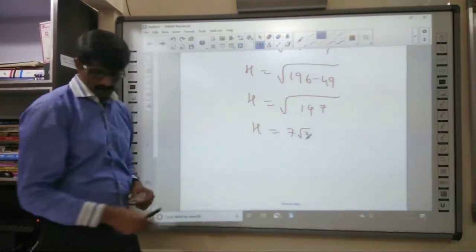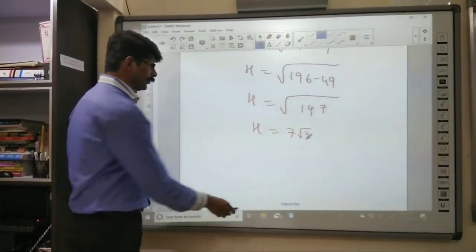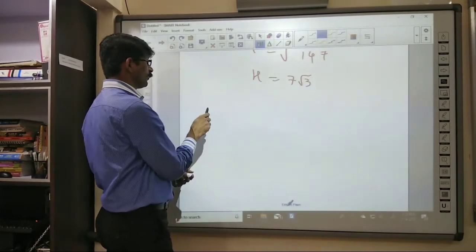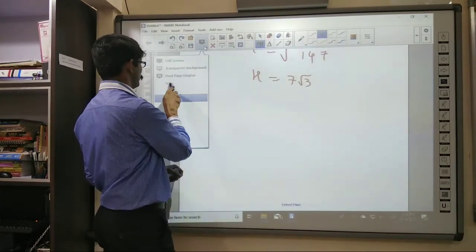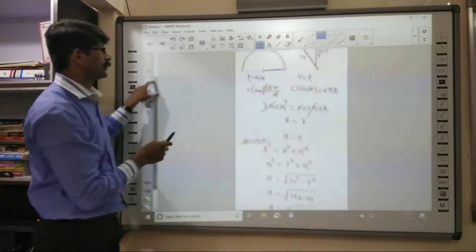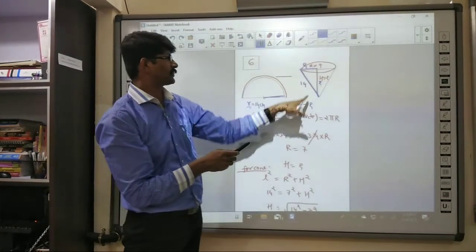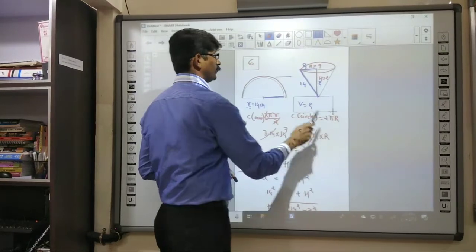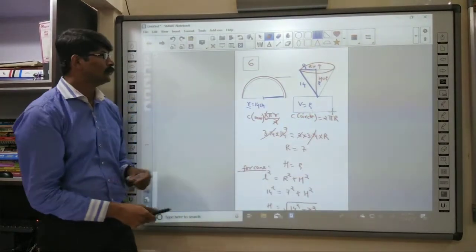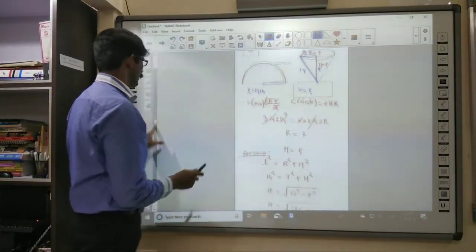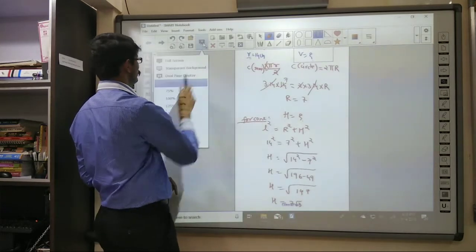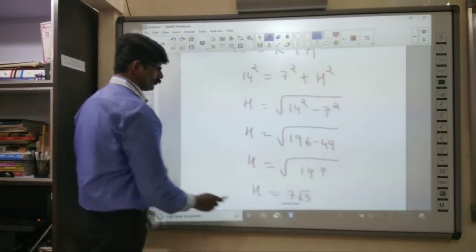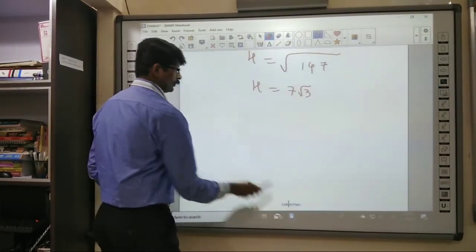Okay, so once you have the height as 7 root 3, what would you calculate? The capacity of the conical tent or conical cup. What is the capacity? That means what we have to calculate? The volume. And how are we going to calculate the volume? Volume equals 1/3 pi r square h. Isn't it simple? Volume equals 1/3 pi r square h.